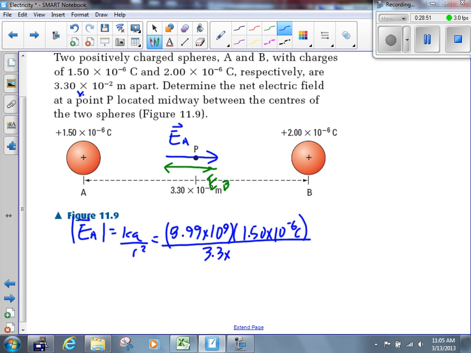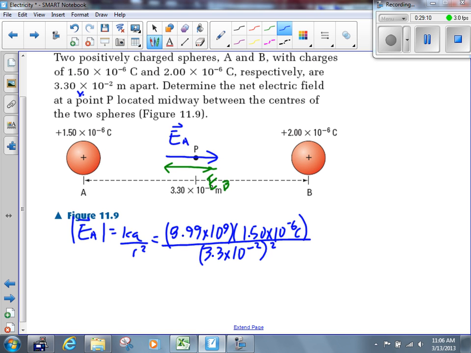Pardon me? 3.3 times 10 to the negative 2, is that right? Just because you're given a number for a distance doesn't mean it's the number that you're going to plug in. Why is the value for R not 3.3 times 10 to the negative 2? Jordan?